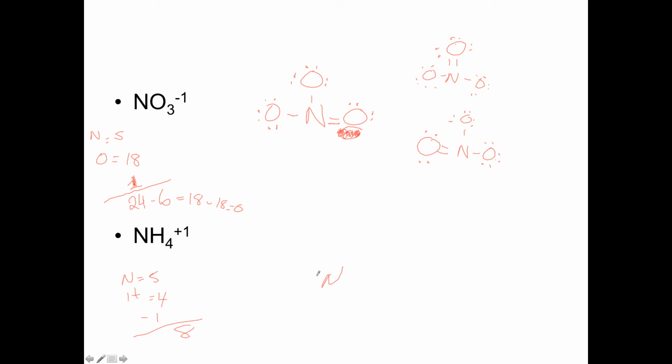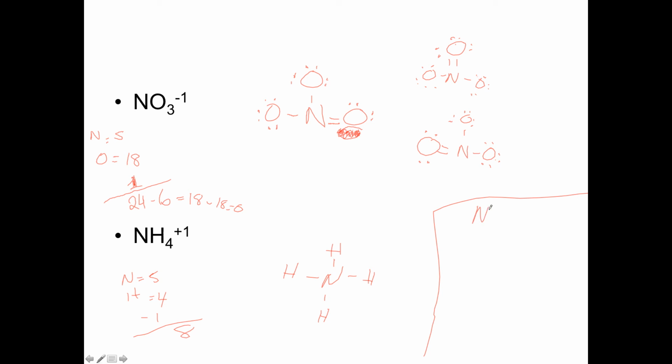Put the N in the center. Put those hydrogens all around it. I had 8 to play with. 2, 4, 6, 8. I used up the 8 electrons I had. Each hydrogen only wants 2, so they're fine. Nitrogen wants 8. 2, 4, 6, and 8. Okay? I'm going to just do one more over here in this little corner.